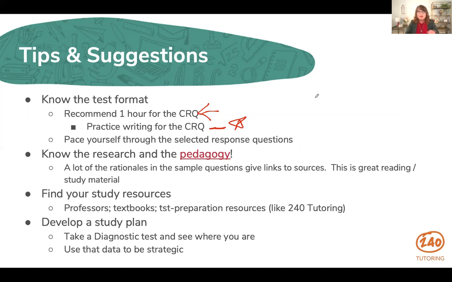All right. Now, you've got to find some good study resources. The preparation manual, which I showed you a link to, is right there on the ETS website, and it has those 25 questions with the rationales. You're going to need those other 25 questions, which you can find the rationales right here in these videos with me, but you're going to need to pull outside resources. So if you come across something that you're like, I really don't know what that is, seek out your professors, your textbooks, other test preparation resources, things like 240 Tutoring.